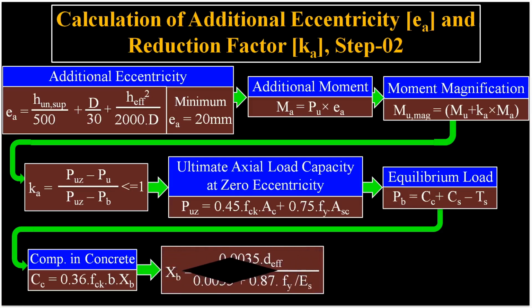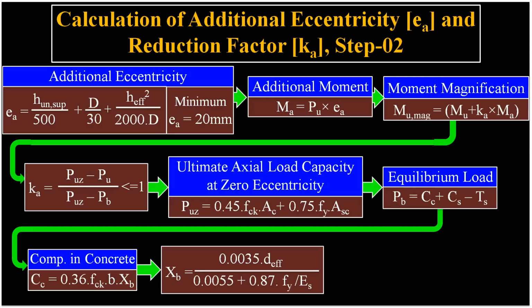Depth of neutral axis, XB, part 1. Now, the formula for XB. And the formula is, XB equals 0.0035 times DEFF, divided by 0.0055 plus 0.87 times Fy, by ES. Here, ES is the modulus of elasticity for steel.